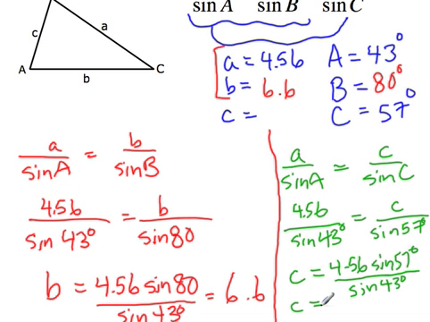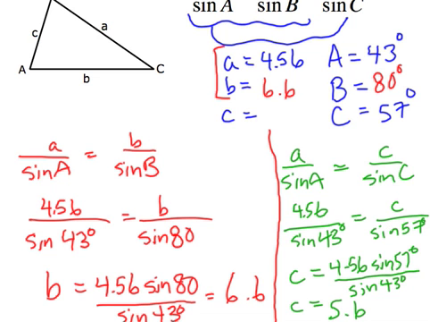Okay, enter the calculator. 4.56 times the sine of 57 divided by the sine of 43. Remember my bracket? I come out to 5.6.